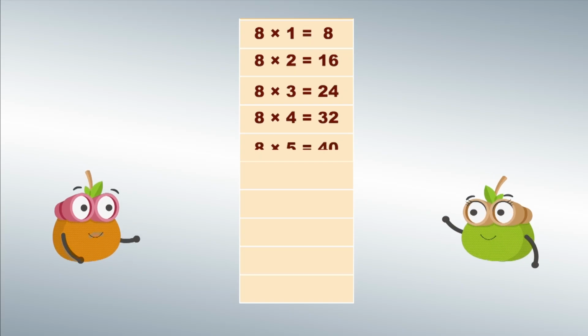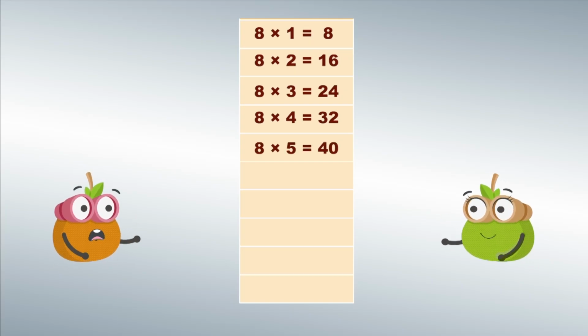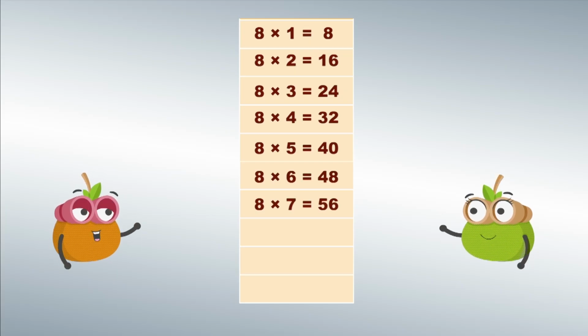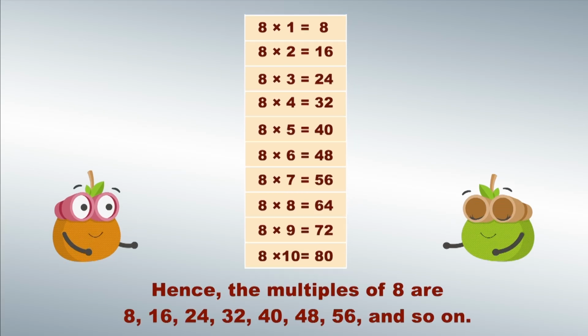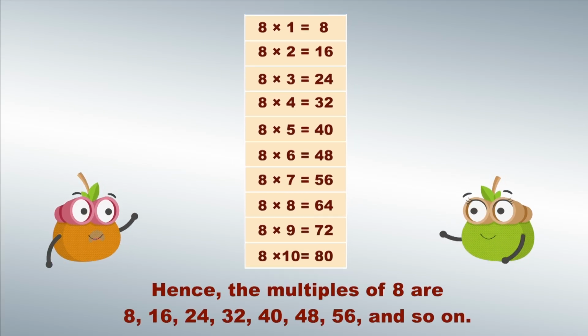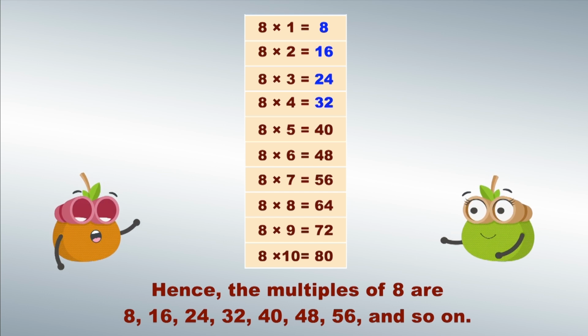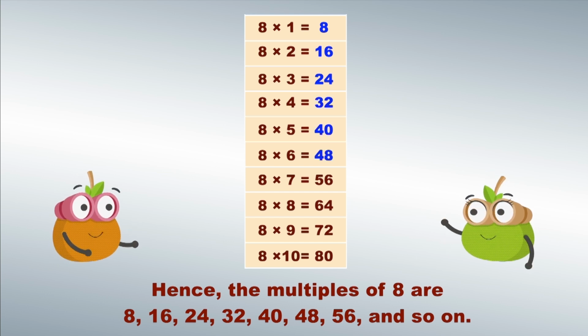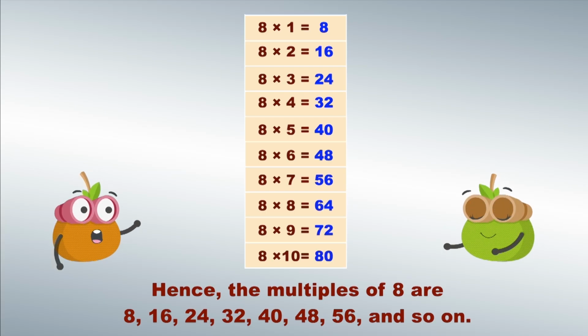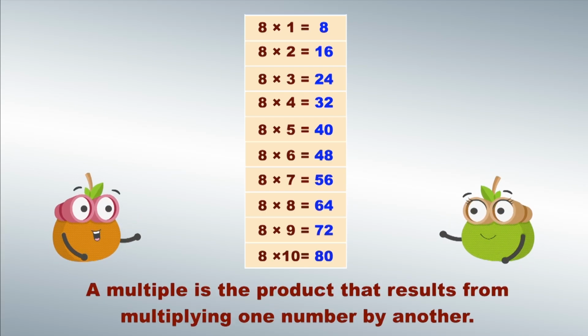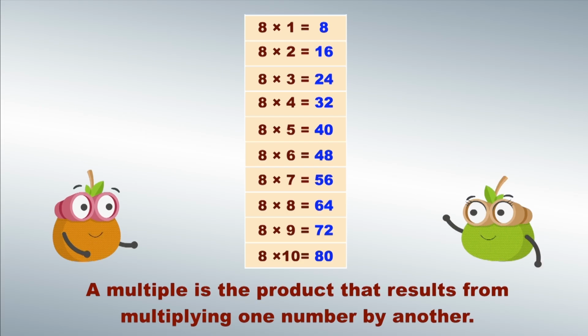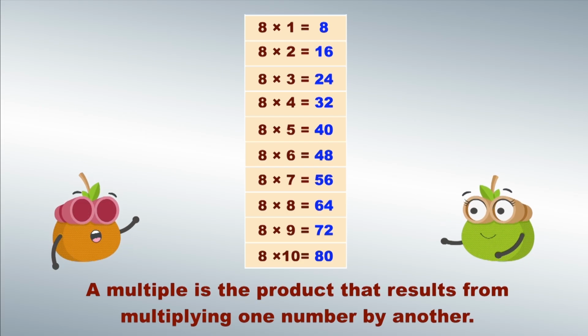The multiples of 8 keep growing with each step. 40, 48, 56 and so on. Hence, the multiples of 8 are 8, 16, 24, 32, 40, 48, 56 and so on. A multiple is the product that results from multiplying one number by another.